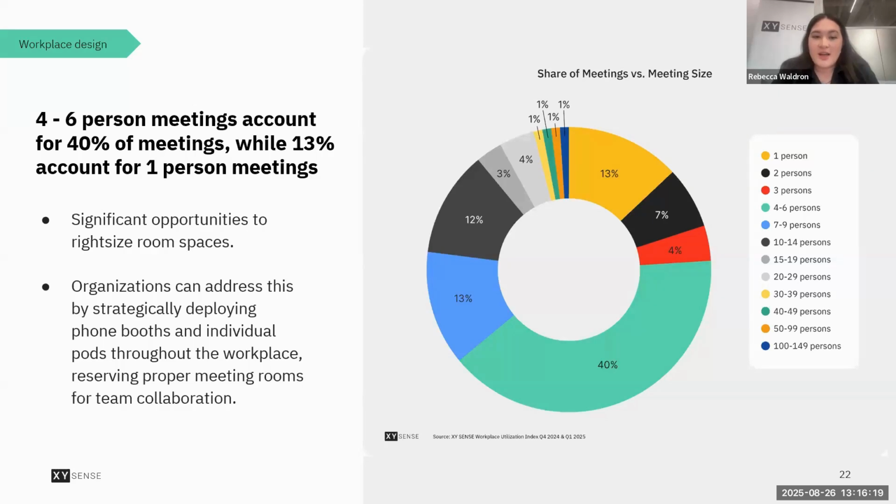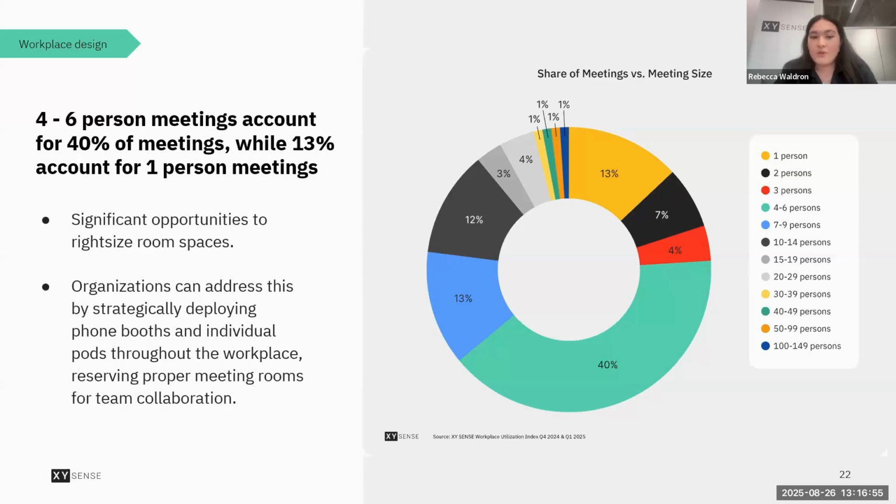So more specifically, meeting rooms become a very large conversation point, especially when workplace teams are trying to right-size for peak days. So what we've seen in the data is that 40% of meetings are 4 to 6 person meetings. Interestingly, when we compare some of these statistics to meetings involving 7 to 9 people, that's only 13% of meetings. If we then compare this to one-person meetings, where it may be a phone call or something, this is making up the same percentage of meetings as those larger 7 to 9 person ones.